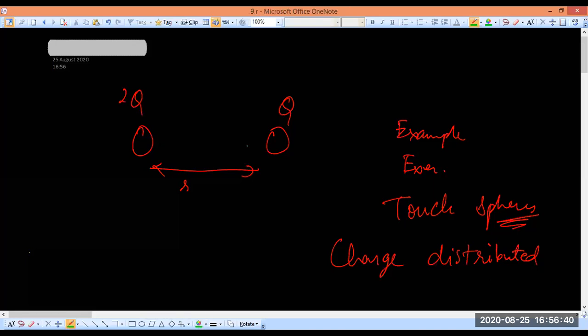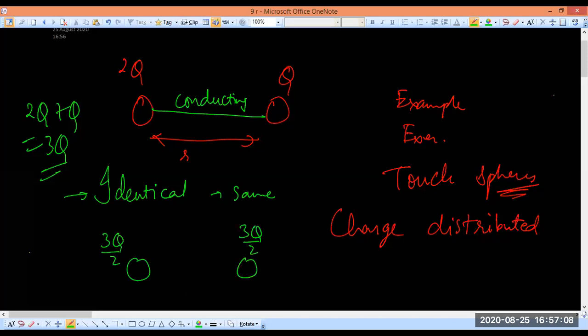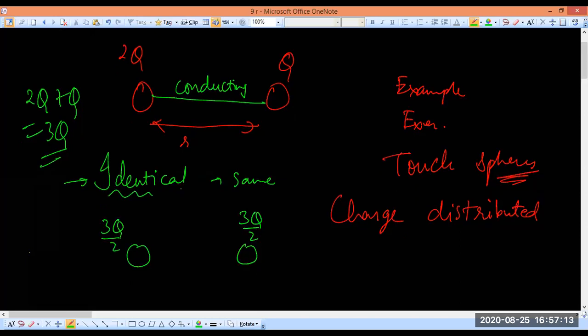A conducting wire is one that will pass charge, it will allow charge to flow. Because the spheres are identical, when you connect them there should be balance. So what's the total charge? 2q plus q, that is equal to 3q. That total charge will be equally distributed, so finally it becomes 3q by 2, 3q by 2, half on each, because the two spheres are identical.